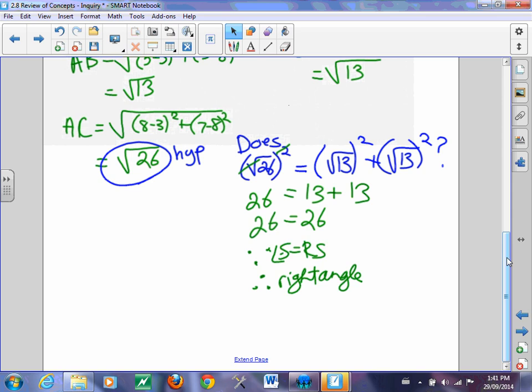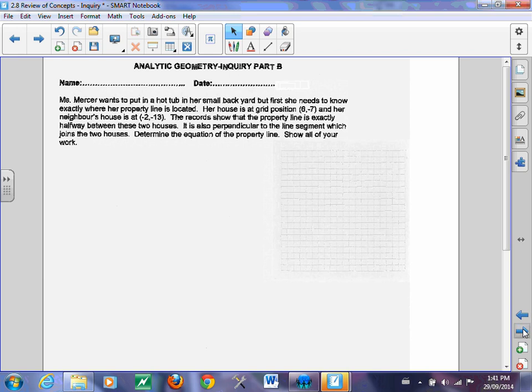All right, last page. Miss Mercer, by the way, that's my maiden name, wants to put in a hot tub in her small backyard, but first she needs to know exactly where her property line is located. Her house is on the grid system at 6 and negative 7, and we'll call that A. Her neighbor's house is at negative 2 and negative 13, and we'll let that be B.